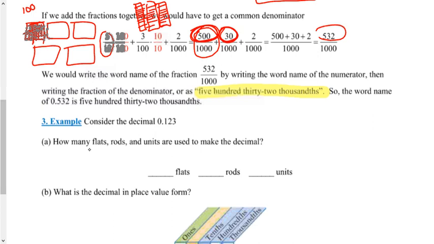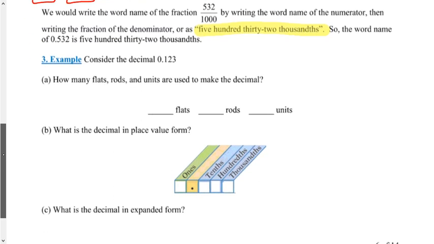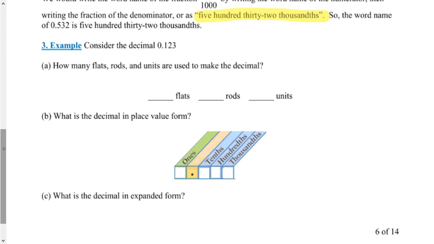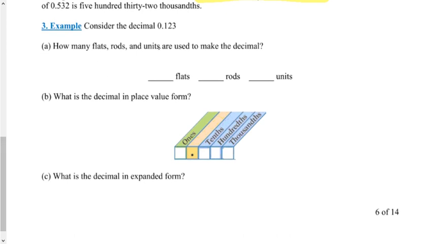Well, let's look at this next example here, and see if you can understand. So how many flats, rods, and units are used in this decimal? Well, we have 1 flat, 2 rods, 3 units, and so essentially we have 0 ones, 1/10, 2 hundredths, 3 thousandths. The decimal in expanded form would say 1/10 plus 2 hundredths plus 3 thousandths, like that.